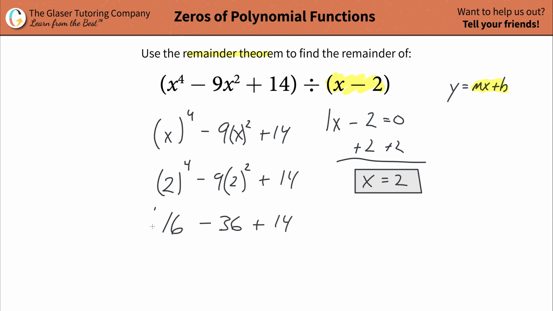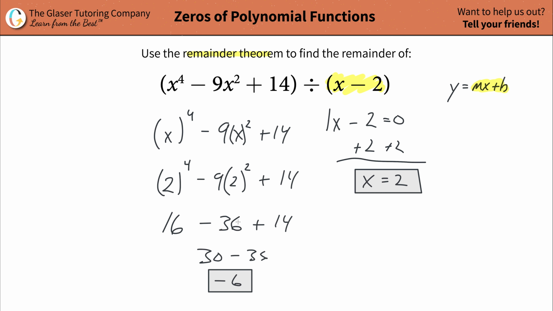So now you just combine these terms. It might be easier to see the 16 and the 14 first. If you combine 16 and 14, that's a positive 30. Then you subtract the 36 from it, and lo and behold, you wind up with a negative 6. And this is the remainder. That's what it is.